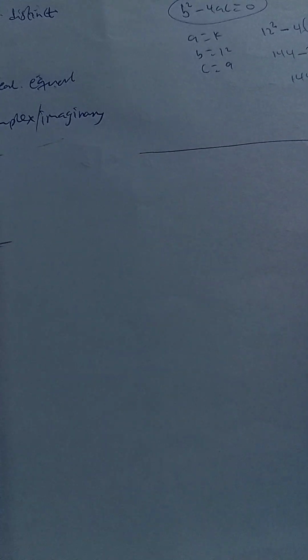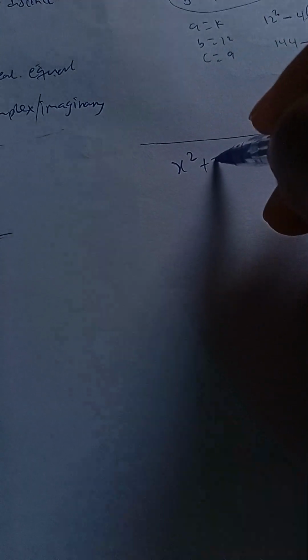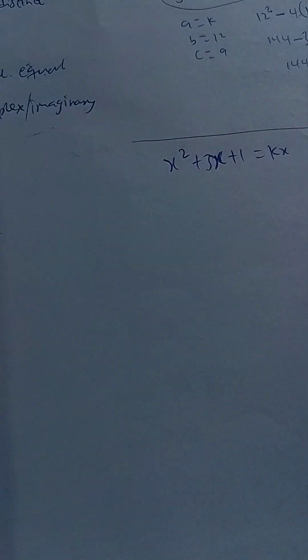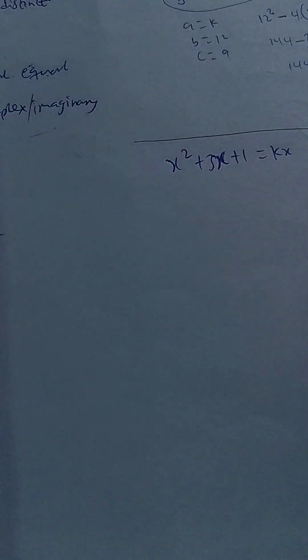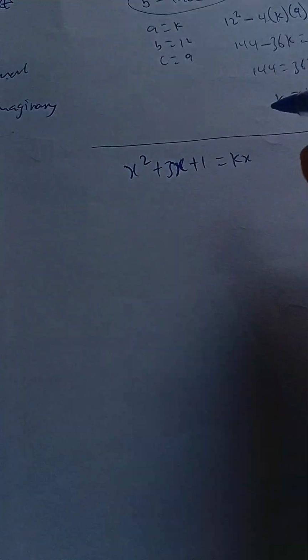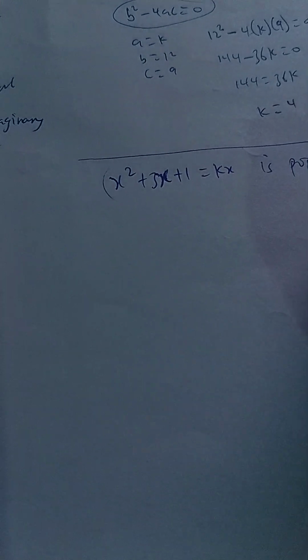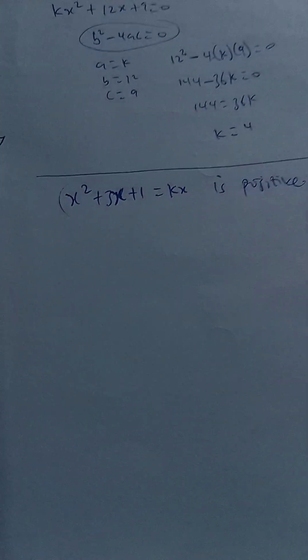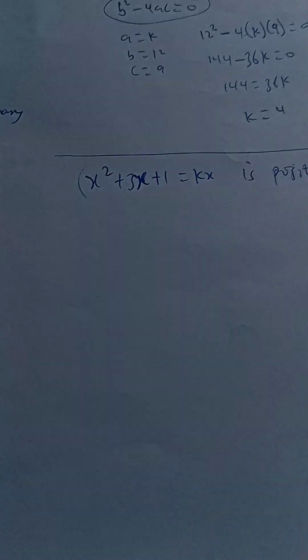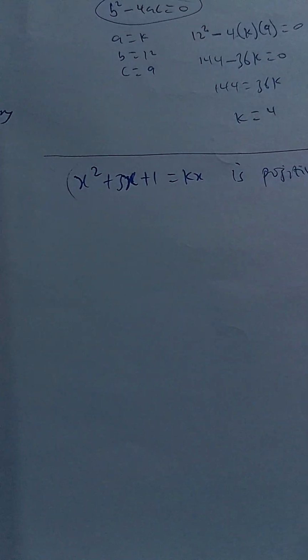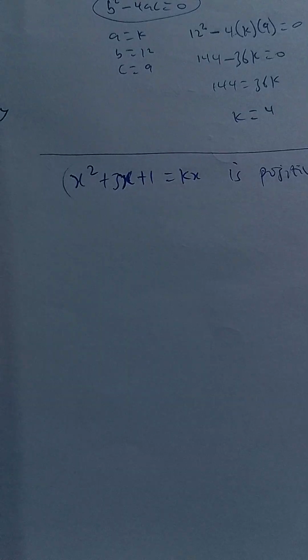Now I want to find the range of values of k for which the equation x squared plus 3x plus 1 equals kx is positive for all values of x. Find the values of k for which this is positive. As if a quadratic function or equation is positive, the discriminant should be what? Less than 0. It means you are getting imaginary roots.